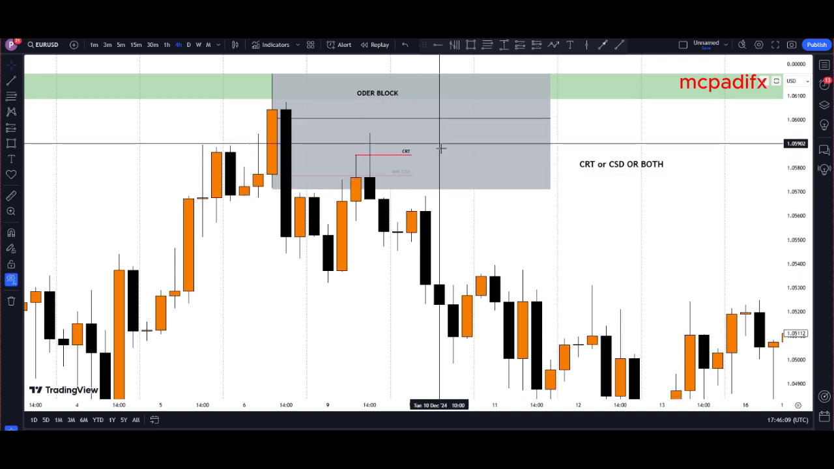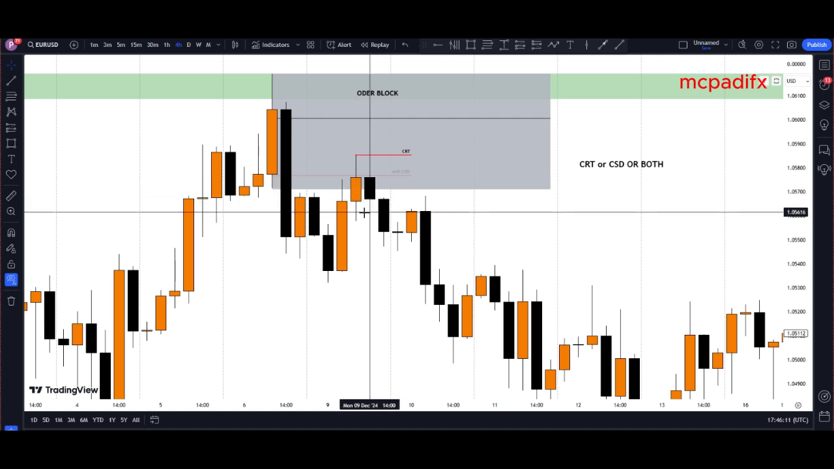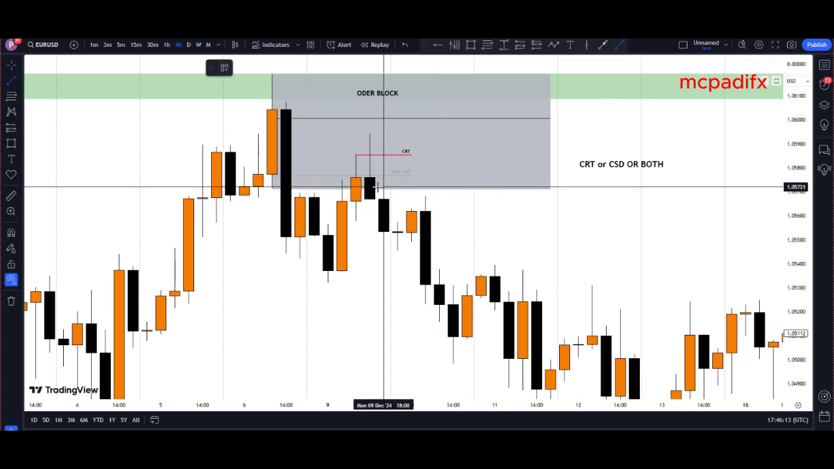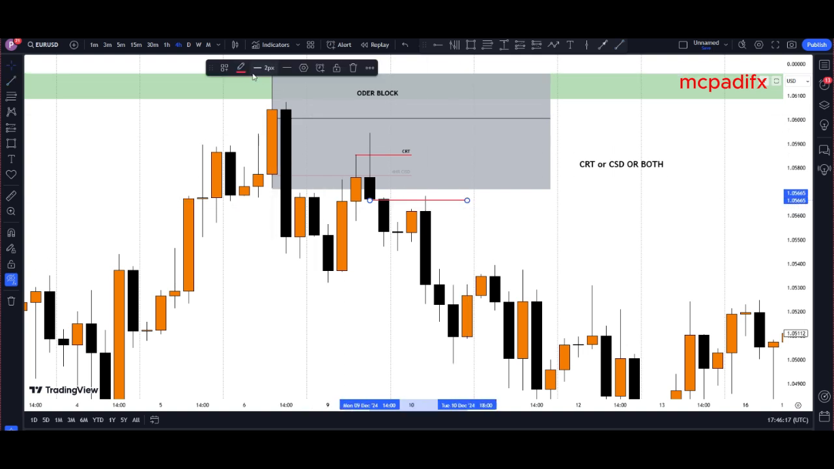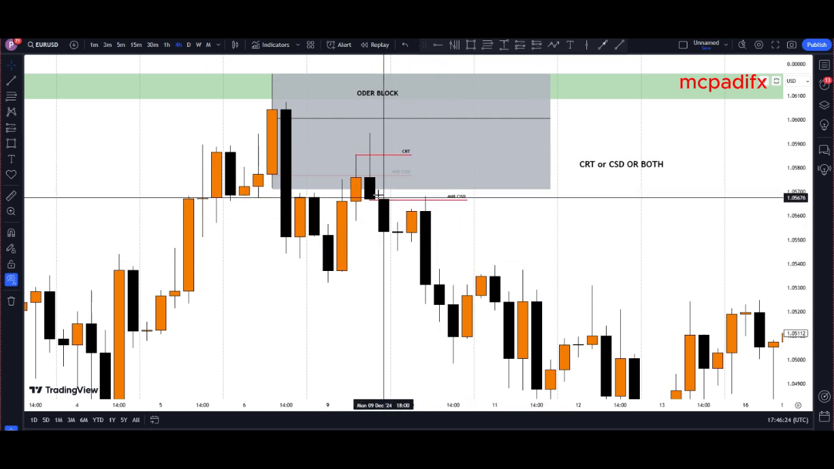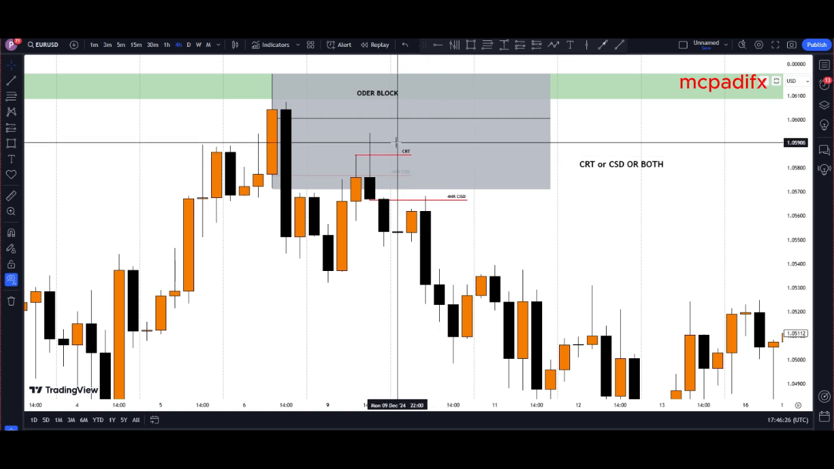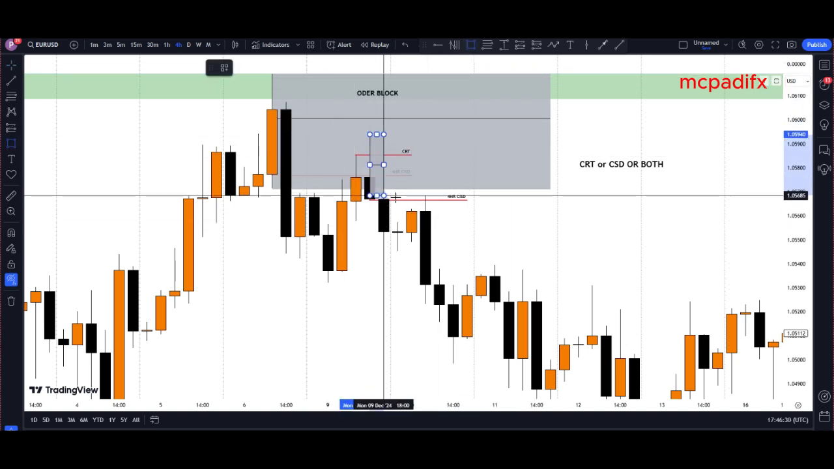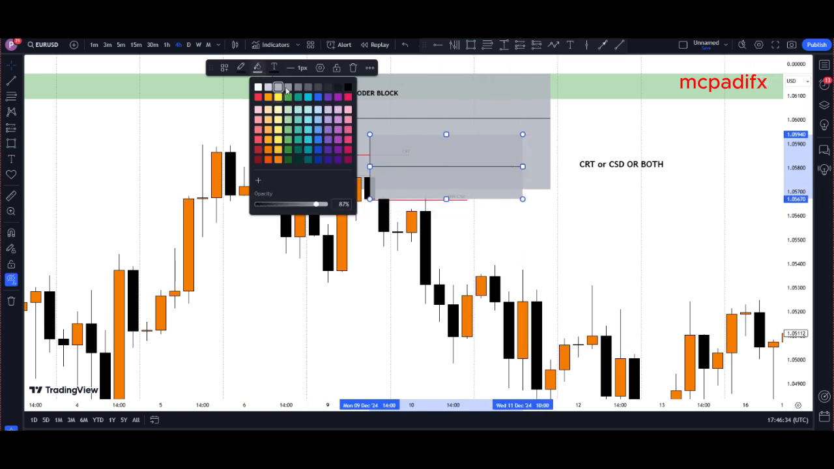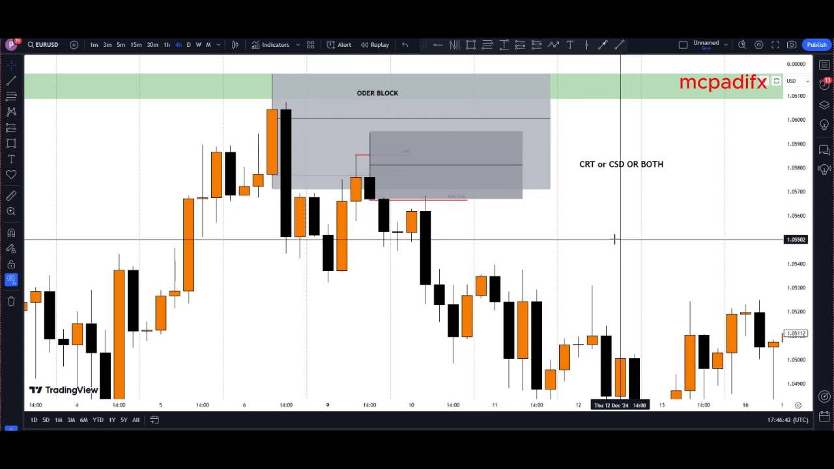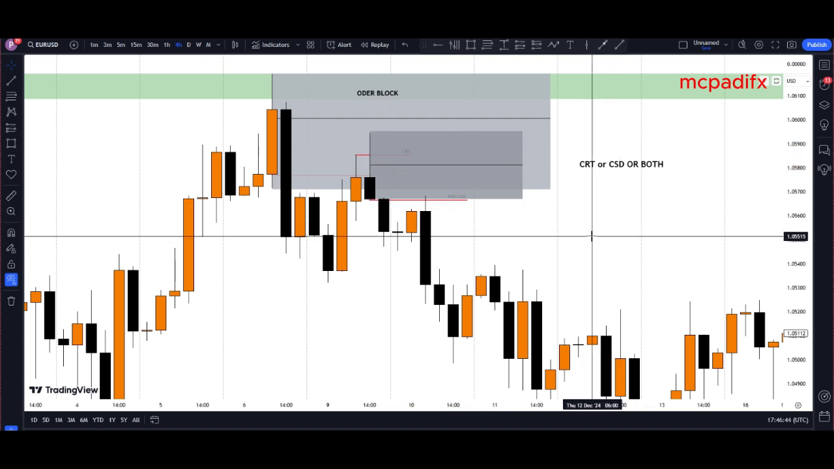That is the candle, this candle that tapped into the order block must be closed below. It means that we have to close below this candle before we confirm our CSD. And when this happens, it means that this order block is confirmed, which is this candle is now regarded as our order block.